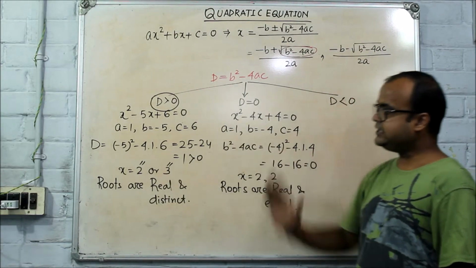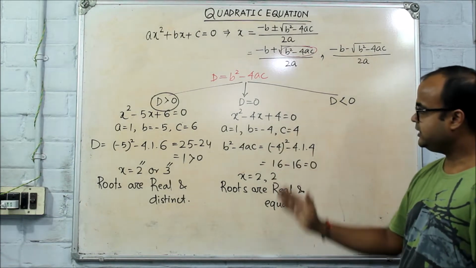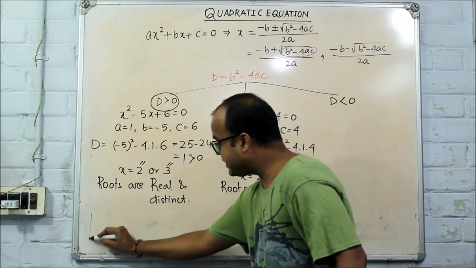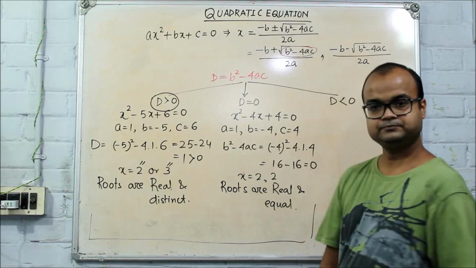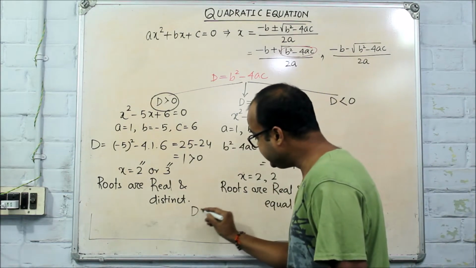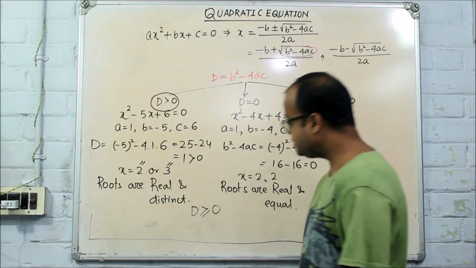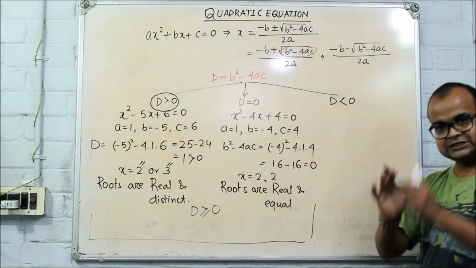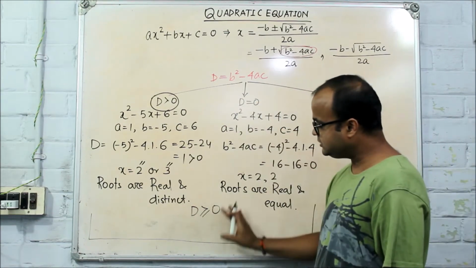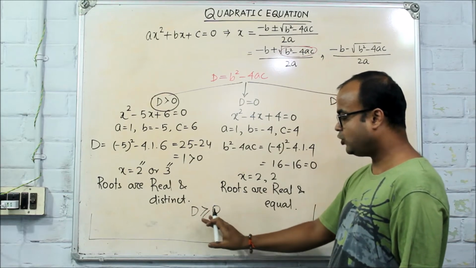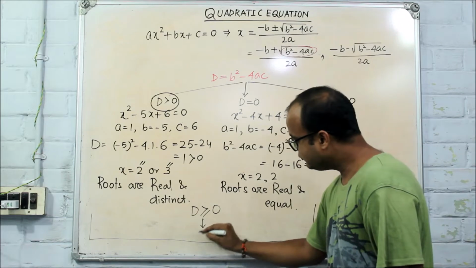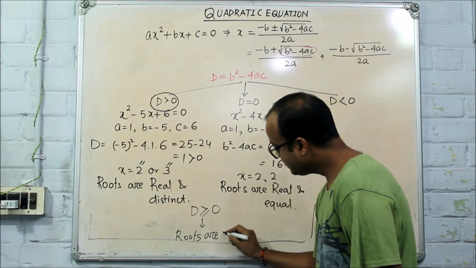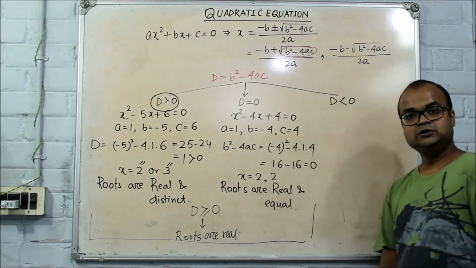So if d is greater than 0, then roots are real and distinct. If d is equal to 0, then roots are real and equal. Now if you combine these two conditions, we may say that d is greater than or equal to 0. Collectively we can term it as d greater than or equal to 0. In this case we can say that roots are real. Clear?